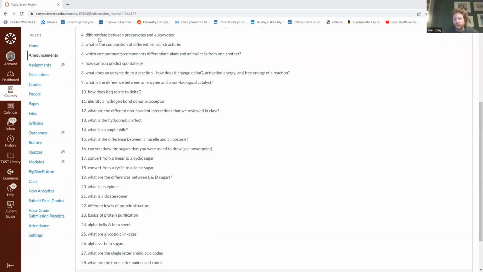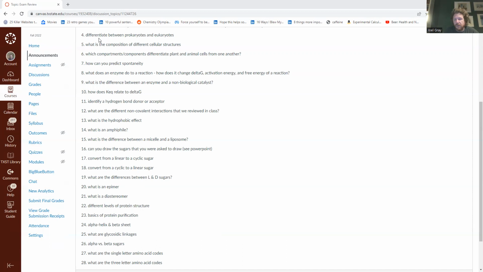Then looking at something like delta G, what information does that give you? What can you immediately know about a reaction based on a delta G value if it's positive or if it's negative? Then how can you relate your KEQ value to a delta G?